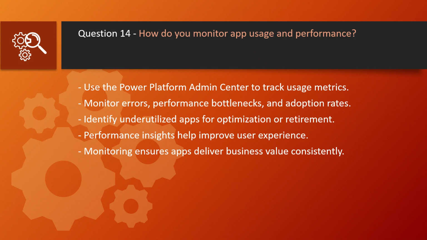How do you monitor the app usage and performance? That can be managed by using the Power Platform Admin Center, which basically tracks the usage metrics. It checks the performance bottlenecks and the adoption rates. It also identifies the underutilized apps that can be further optimized or retired with time. It also shows performance insights that help improve the user experience.